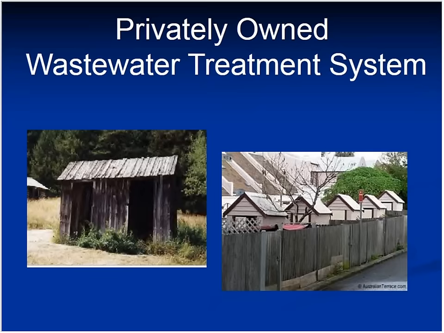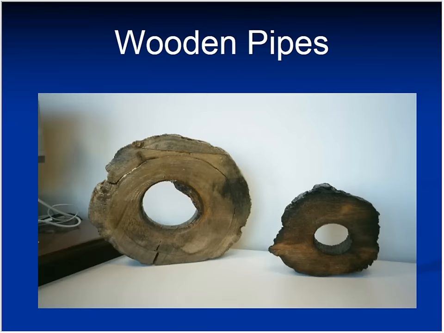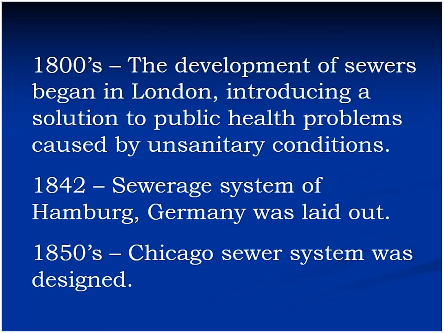A version of septic haulers, I guess you want to look at. Again, as time went on, populations grew, big cities started soaring. Back to the 1600s, we have some sewers. Even in the Boston area, they still dig up wooden pipes that were used for transporting water and transporting waste into the harbor, again, just to get it out of town. No real treatment, just move it out of the way.